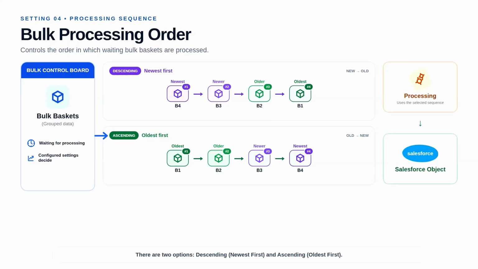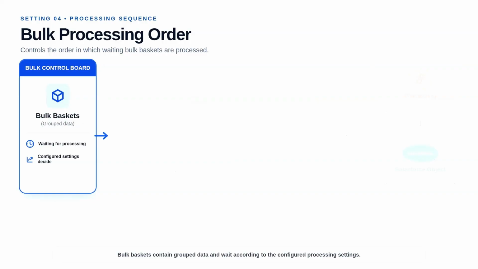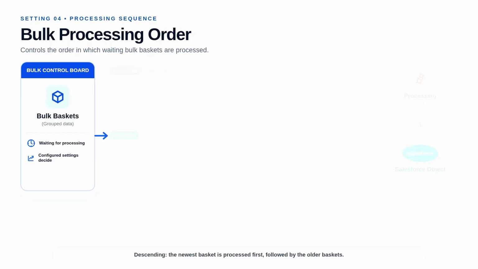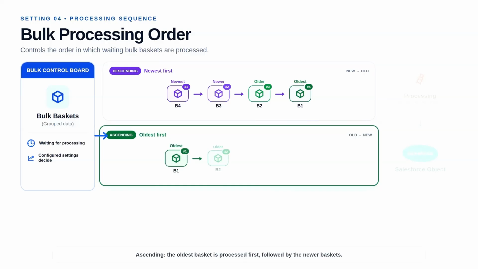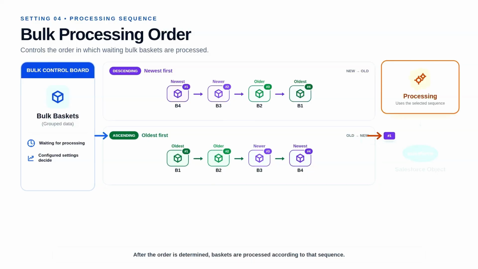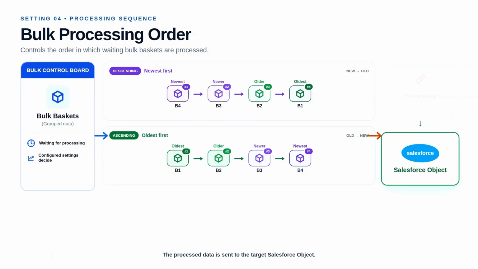How the diagram works. Bulk control board. The bulk control board contains the grouped data in bulk baskets. These baskets wait for processing based on the configured processing settings. Processing order. The system checks the selected bulk processing order. With descending, the newest basket is processed first, number 1, number 2, number 3, number 4. With ascending, the oldest basket is processed first, number 1, number 2, number 3, and number 4. Processing. After the processing order is determined, the bulk baskets are processed according to that sequence. Salesforce object. The processed data is then sent to the target Salesforce object.